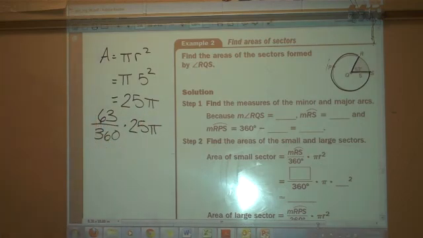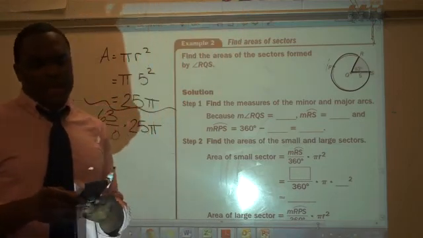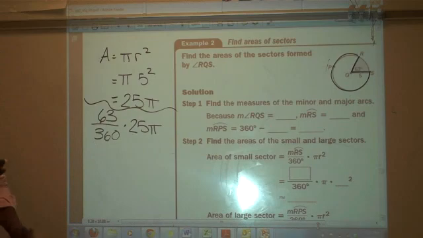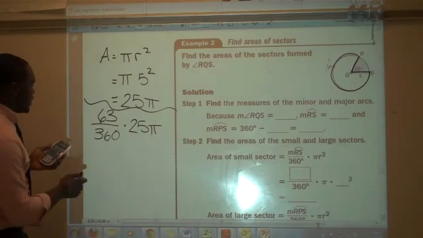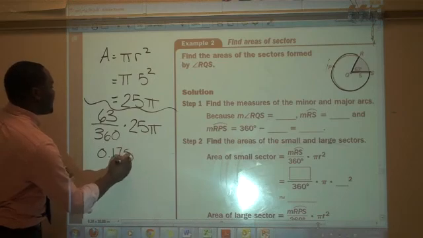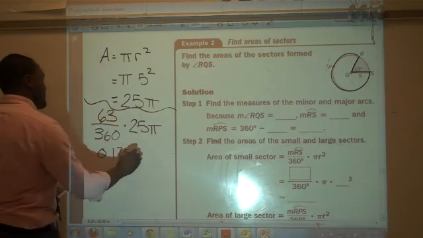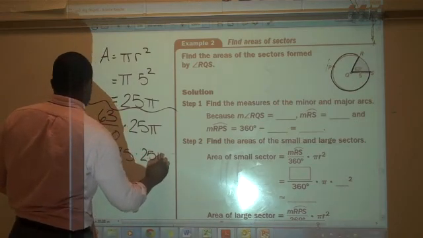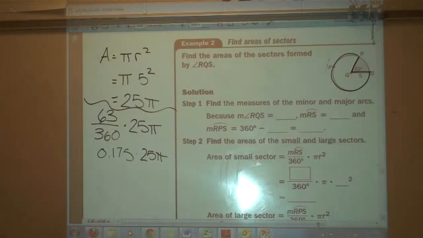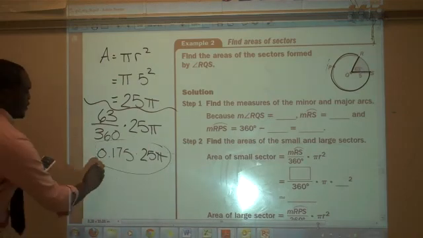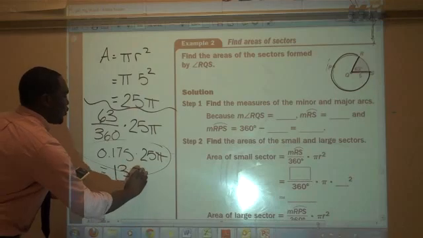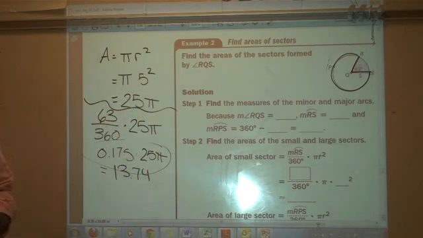That's going to give me the area of the small sector. To me, the easiest way to do this on the calculator is to get the fraction into a decimal first. So on your calculator, press 63 divided by 360. That gives me 0.175. Then I multiply that times 25 pi. When I multiply this entire thing together, it's going to give me about 13.74. So 13.74 is going to be the area of that sector.